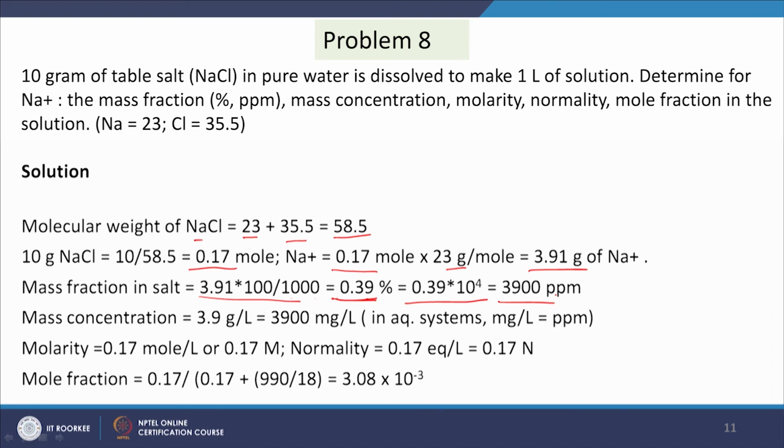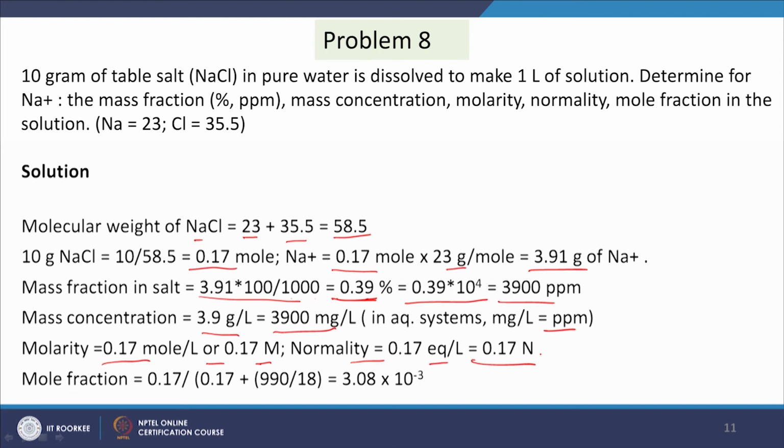Then mass concentration, if we want to calculate, 3.9 gram per liter is equal to 3900 mg per liter in an aqueous system. Then molarity is 0.17 mole per liter or 0.17 molar, and normality is 0.17 equivalent per liter, that is equal to 0.17 N normal, because it has valence equal to 1.